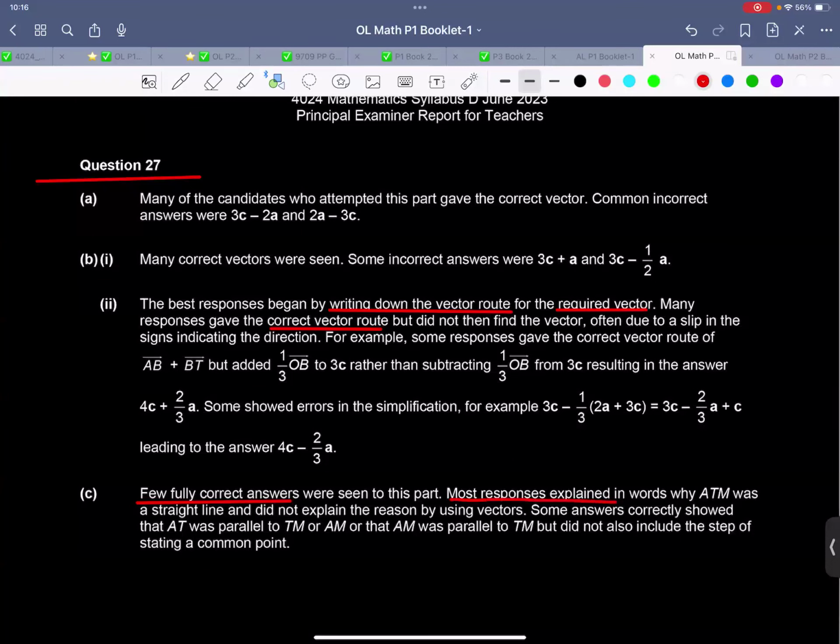Most responses explained in words why ATM was a straight line and did not explain the reason. So you have to explain the reason by using vectors. Some answers correctly showed that AT was parallel to TM or AM was parallel to TM, but also did not include the step of stating a common point. That is, the concept of scalar multiple must be shown.